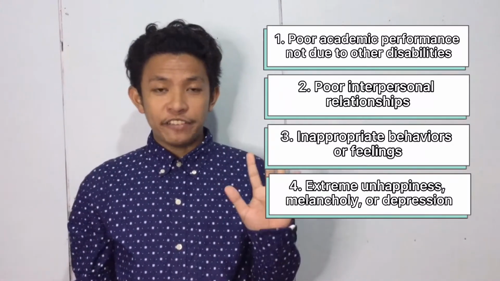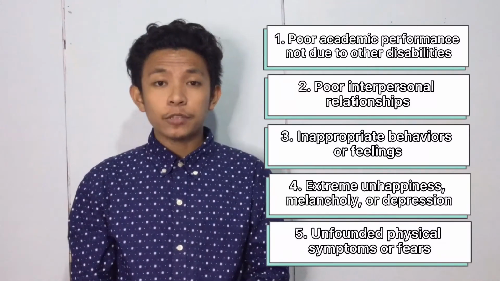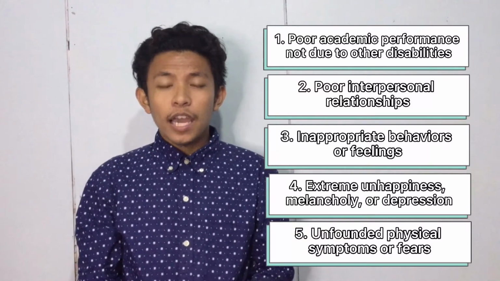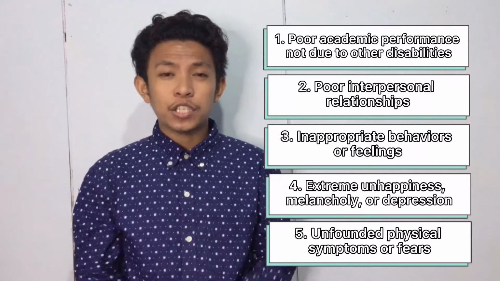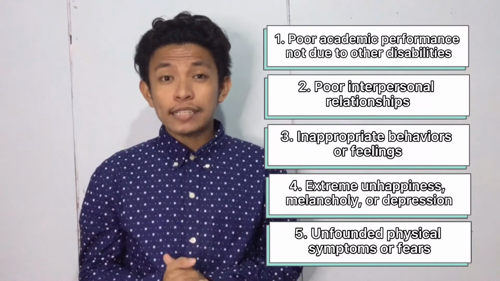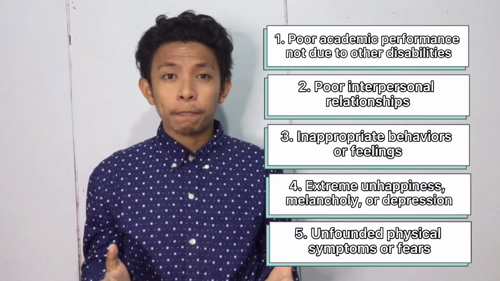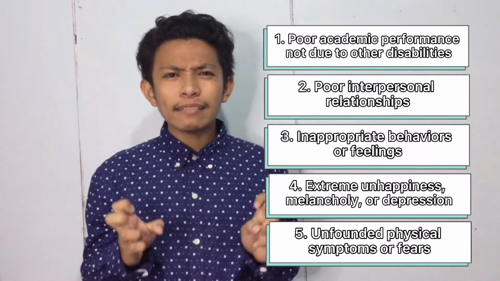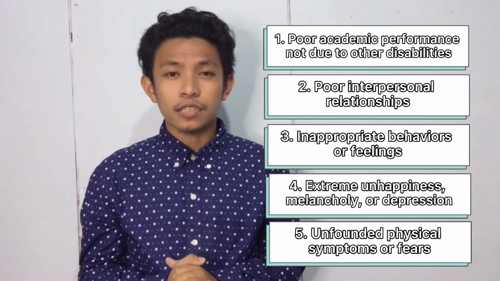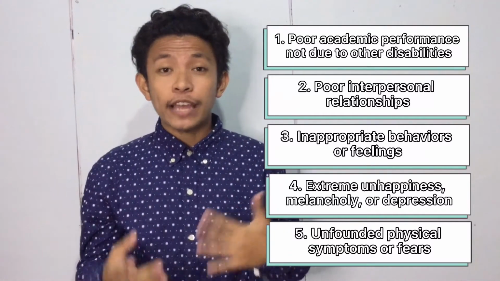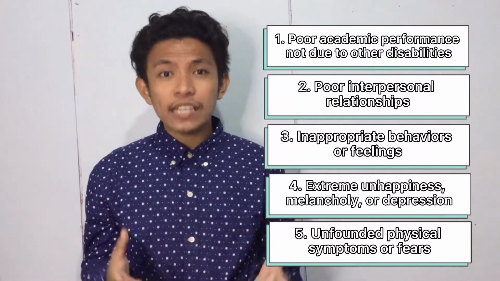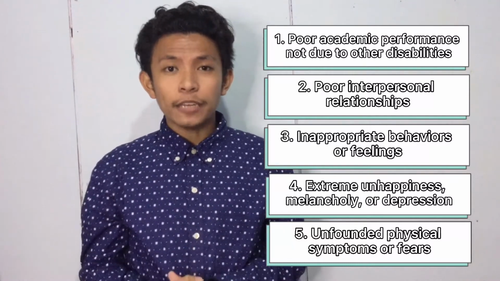Characteristic number 5. Unfounded physical symptoms or fears. Emotional disorders can lead to extreme anxiety. Students that have this might think that there are others who are going to harm them. There is an impractical fear that lurks in their consciousness. They can become overly protective of themselves and manifest a lack of trust in anyone.